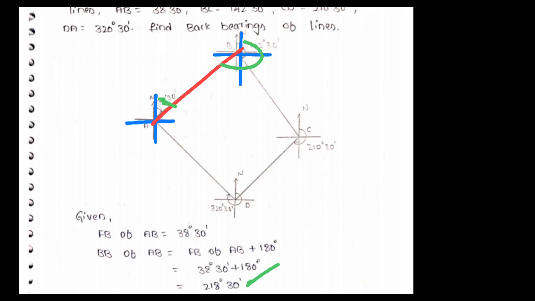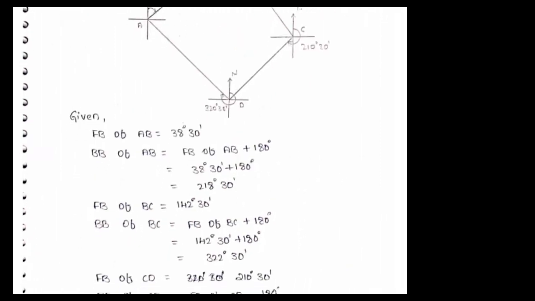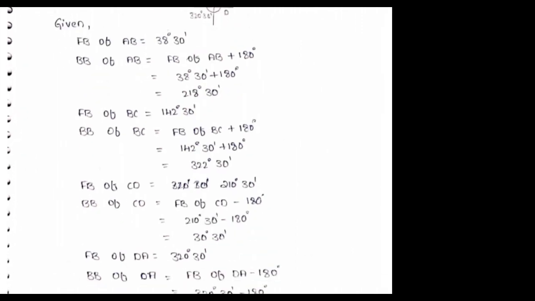Again for line BC, its fore bearing is situated in the second quadrant, whereas its back bearing is situated in the fourth quadrant. The angle here is 322 degrees 30 minutes, which lies in the fourth quadrant. Like that, we need to recheck the back bearing values based upon the diagram which we had generated.